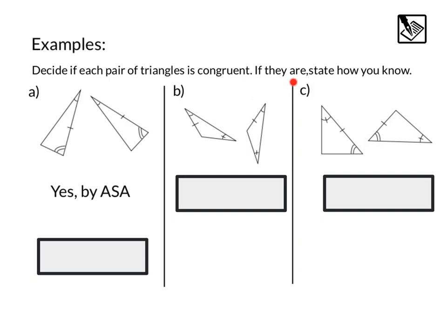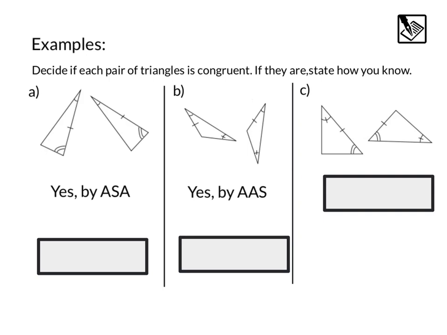Next triangle set, we've got an angle over here, which matches with this angle, another angle here, which matches with this angle, and then this side here matches with this side. That would be angle, angle, side, which is one of our relationships. So these are congruent by AAS, angle, angle, side.